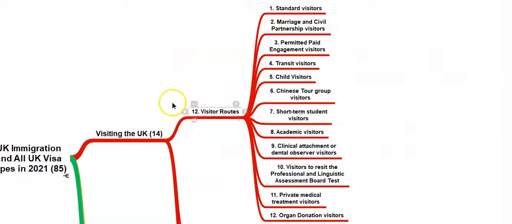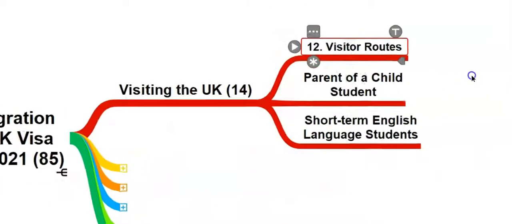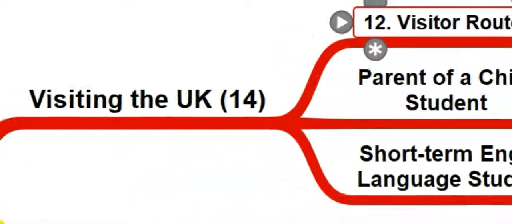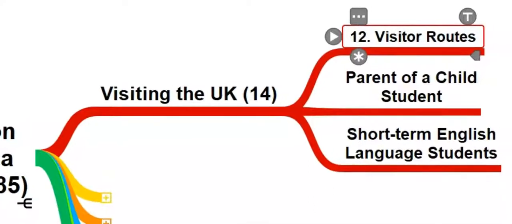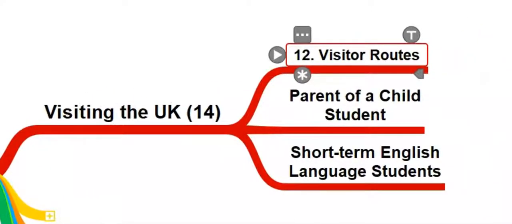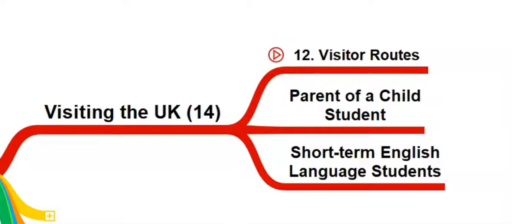And now I would like to explore with you 2 more routes which enable applicants to come to the UK for a short period of time. The next one is called parent of a child student. This UK immigration route is for a parent of a child student. This route is for those who would like to come to the UK and stay with their child.